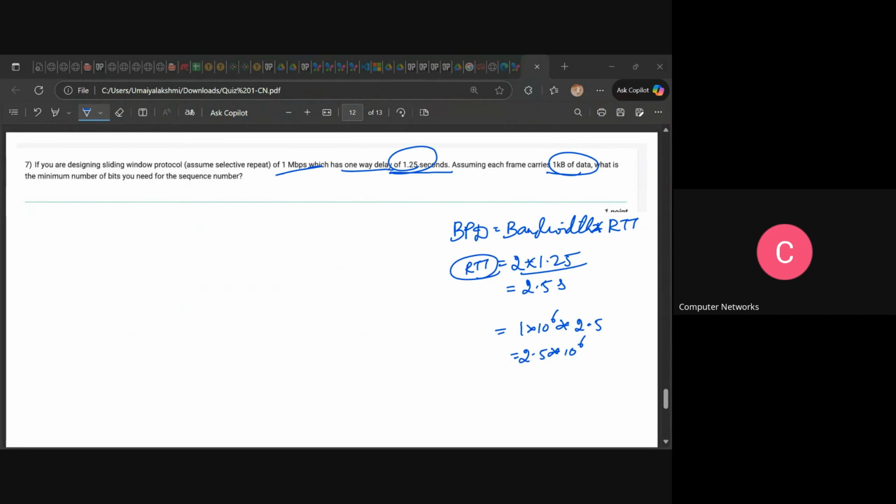Okay, so what I have to do then? Next, I have to calculate the window size, right? We have to find the window size. So how to calculate the window size? We have the BDP, right? And we have the frame size. So what we can do, BDP equal to frame size into window size. We can use that one, right? I forgot the formula, but okay.